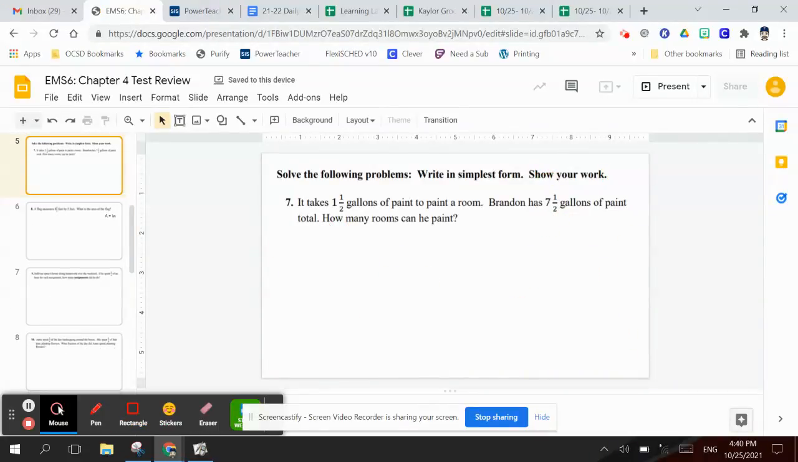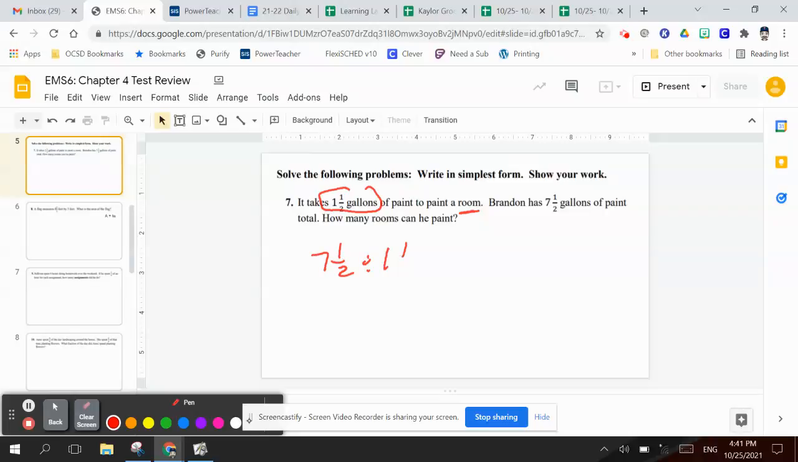For example, number 7, it says solve the following problems. Write in simplest form and show your work. So it says it takes 1.5 gallons of paint to paint a room. Brandon has 7.5 gallons of paint total. How many rooms can he paint? So if it takes 1.5 gallons of paint for each room, he has 7.5 gallons. That tells me I have to divide.